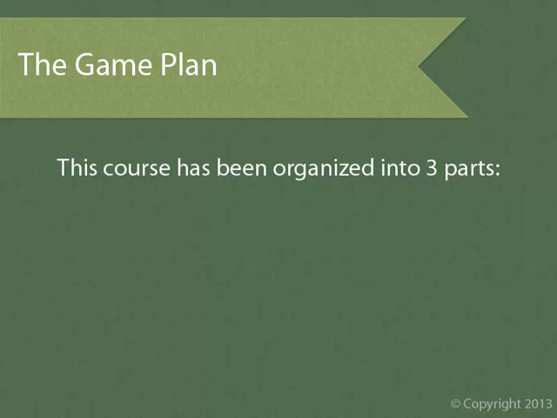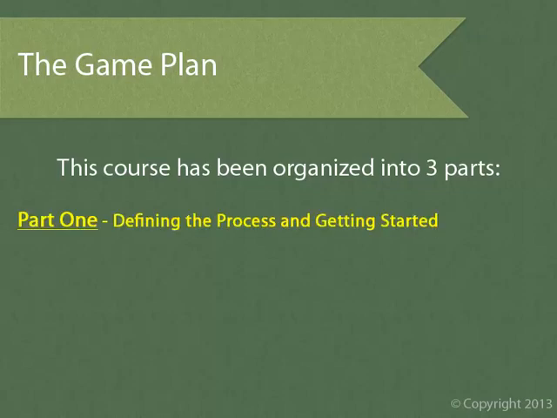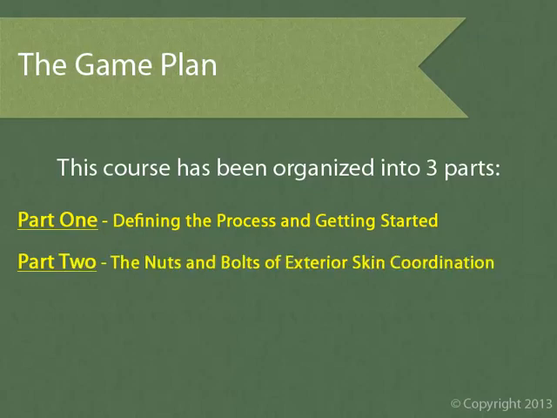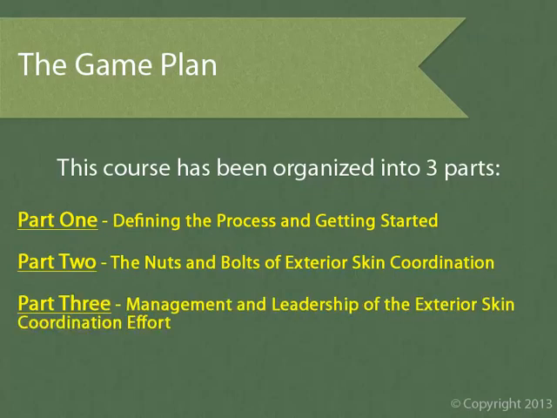This course has been segregated into 3 parts. We'll begin by defining what exterior skin coordination is and what it is not. In this first part, we'll also lay the foundation for beginning the coordination process. The bulk of this presentation will be in part 2, where we'll discuss the nuts and bolts of skin coordination. In part 2, we will run through a plethora of examples to help you build a solid knowledge base of exterior skin systems. Part 3 will address the management and leadership of this extensive and tedious effort. Competent management and effective leadership are crucial to success.